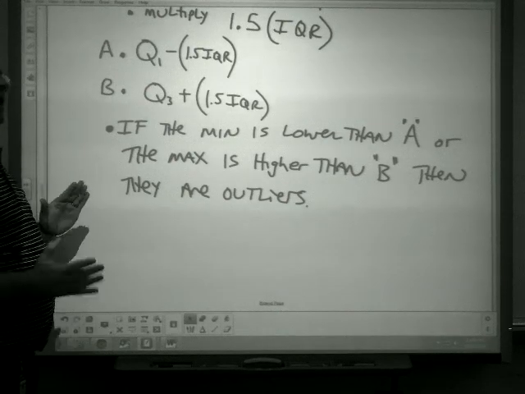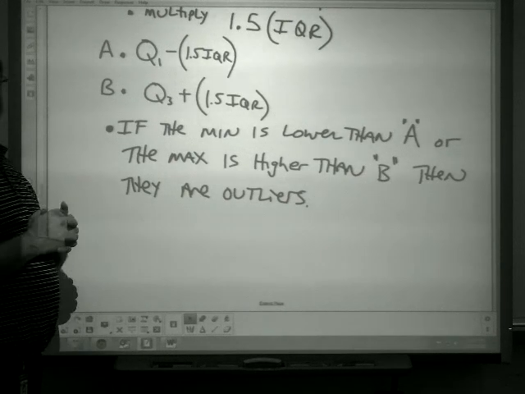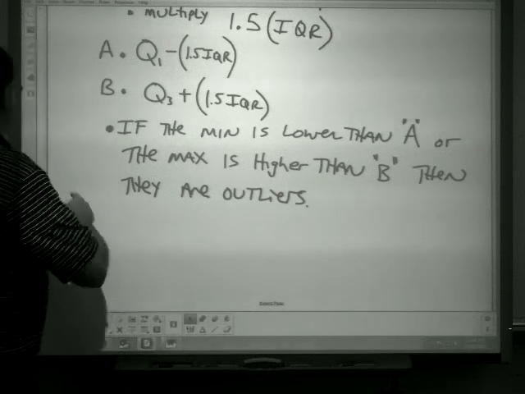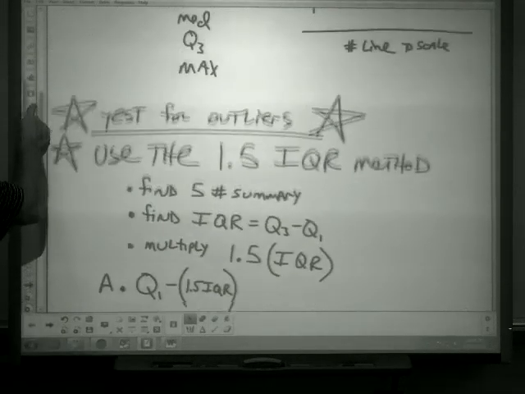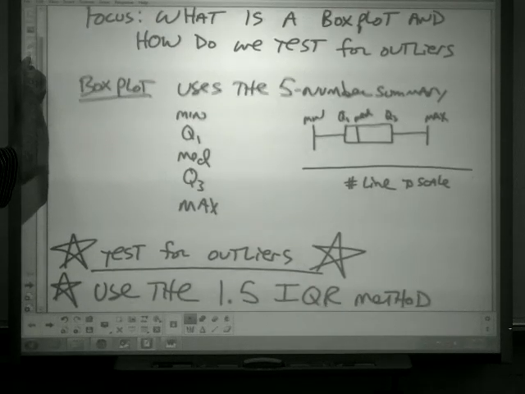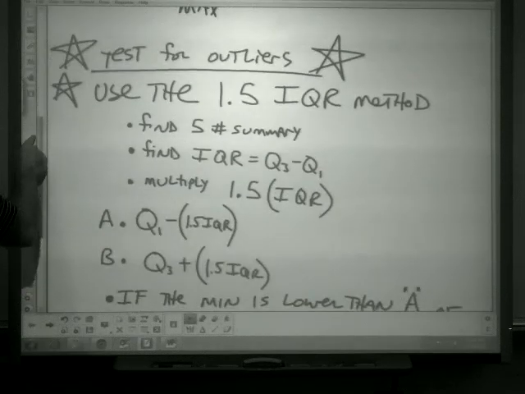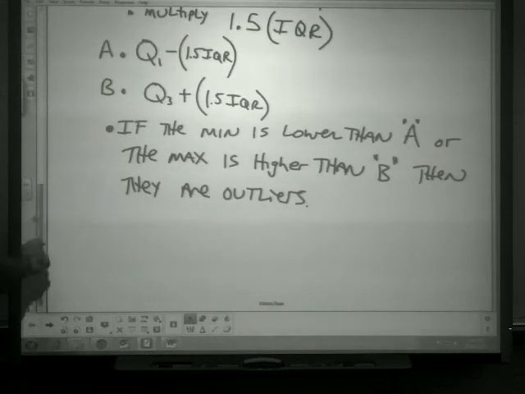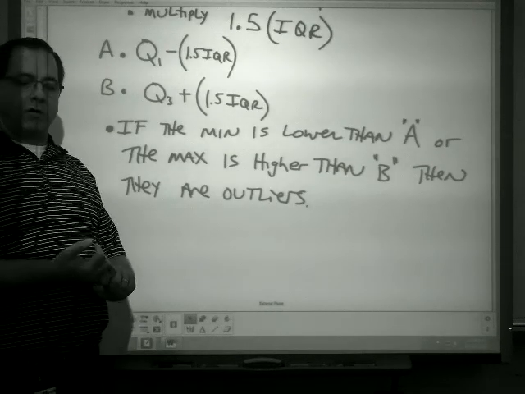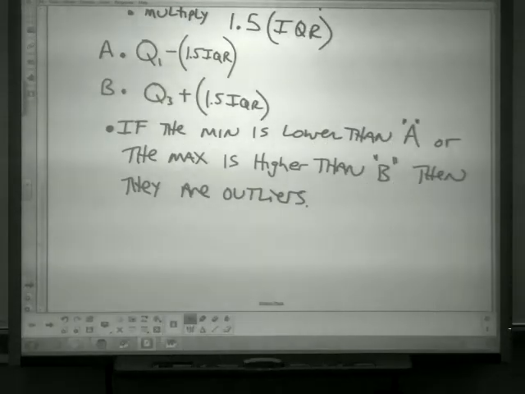And so when we come to class, we're going to do some tests for outliers. All right, but that's it. That's just what I wanted you to get today: what is a box plot, and then how do we check for outliers. And then in class, we're going to do a bunch of graphing of box plots and checking for outliers. And that's it.